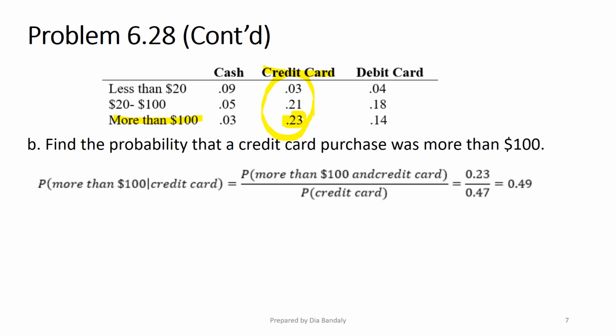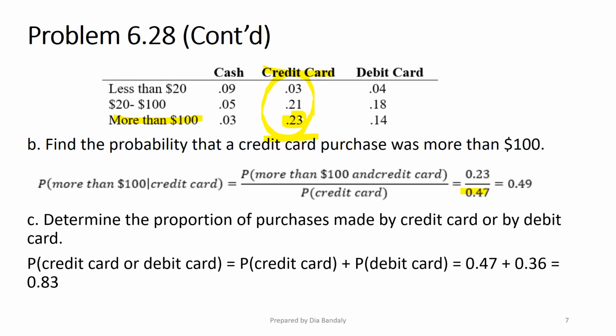So if you want to use the formula, it's the probability of this and that, so we go to the joint probability, which is 0.23, divided by the probability of paying with credit card, which is 0.47. How do we get that? This is the sum of these: 0.03 plus 0.21 plus 0.23 gives us 0.47, and the answer is 0.49.